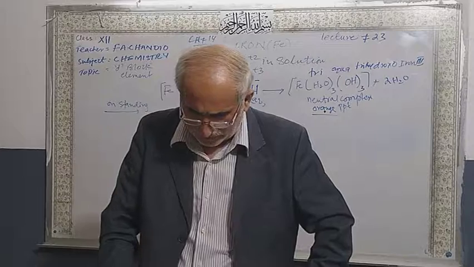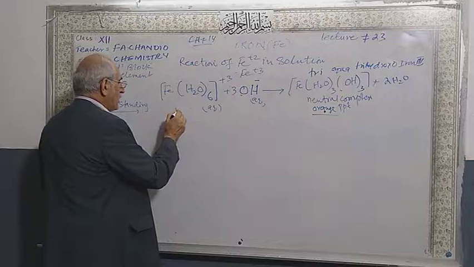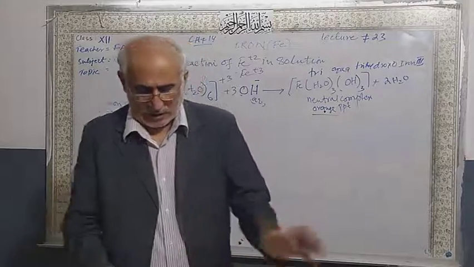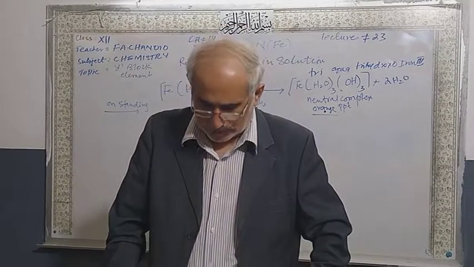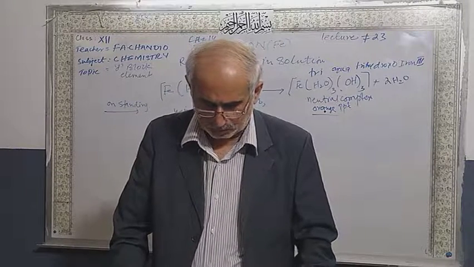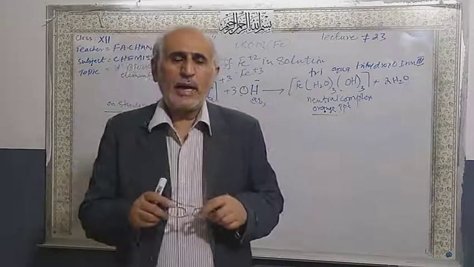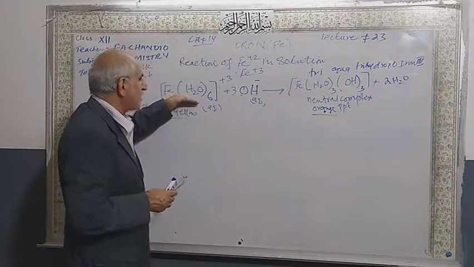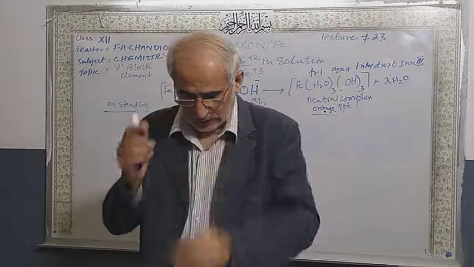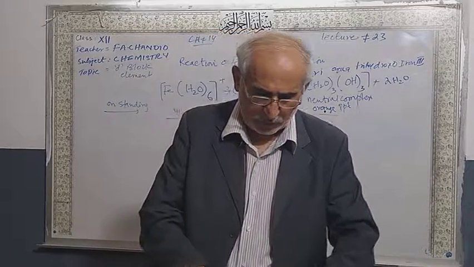The actual color of hexaaquairon 3 is yellow. The yellow color of the hexaaquairon changes upon addition of sodium hydroxide. See page number 83. You are getting an orange precipitate. So these are the color changes of iron 2 and iron 3 complexes with sodium hydroxide.